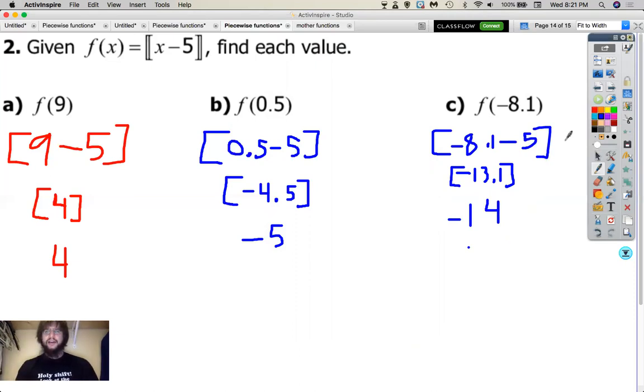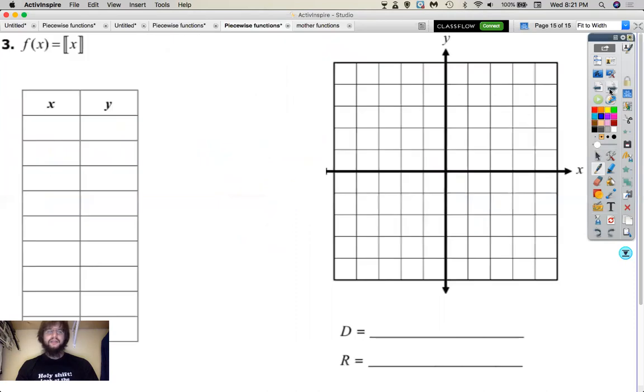And for now, I think that's going to be it. Well, let's graph. Oh, the graph. The graph is extremely important. Yeah, we're just going to graph the basic mother function for the greatest integer function. Yeah, that's all we're going to do. So let's get some values.